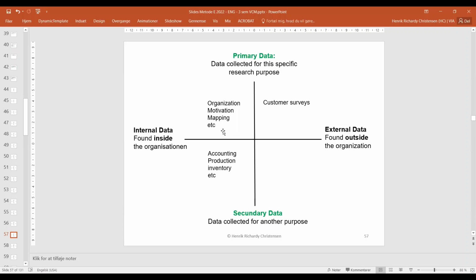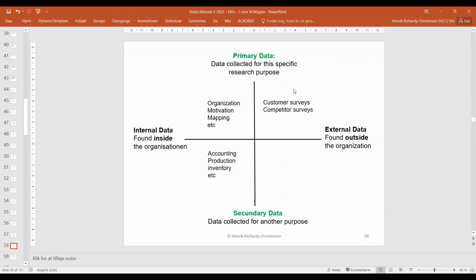So we might do some customer surveys, asking customers, how satisfied are you with, or what are your expectations to lead time? There might be lots of different surveys we can do, but we have to collect them outside, and we may have to collect them for our research purpose. It means they become primary data because we want to understand customer satisfaction.